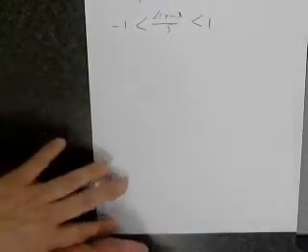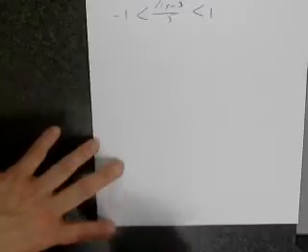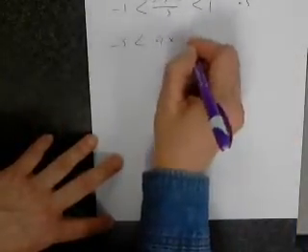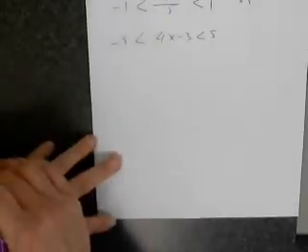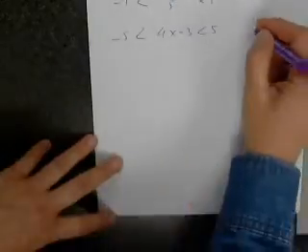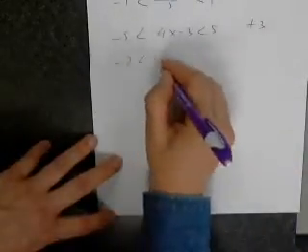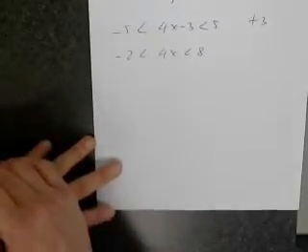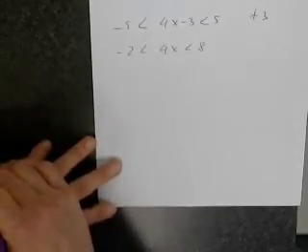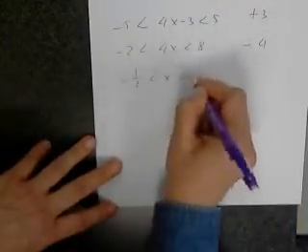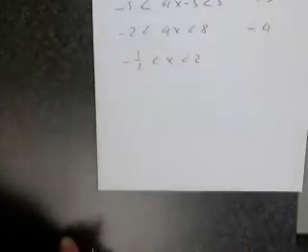So how do I solve this inequality? What do I have to do first? Exactly. So -5 less than 4x minus 3 less than 5. Now what? Add 3. Good. Add 3 to all. Very good. -2 less than 4x less than 8. Final step. Divide by 4. -1/2 less than x less than 2. How do I write the solution?